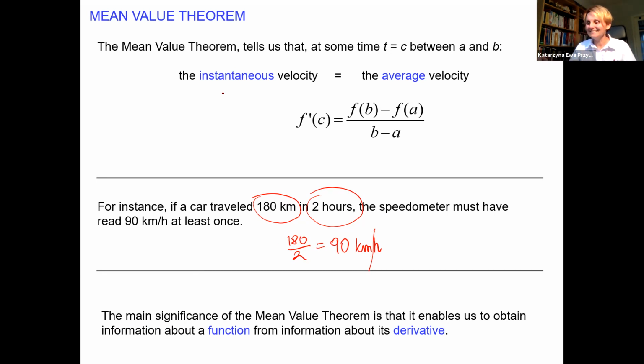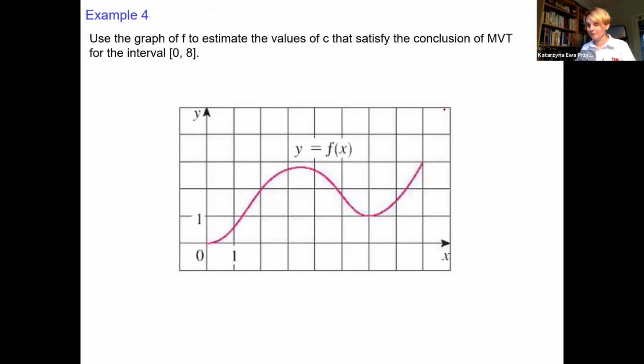Okay, so instantaneous rate of change, average rate of change. That's how we have some information about the function, and we can obtain some information about the derivative. Okay, let's see how we can use this property, the mean value theorem. Okay, let's do this.